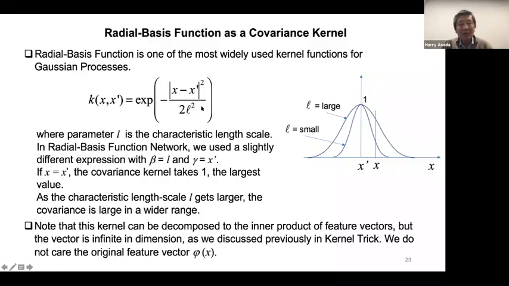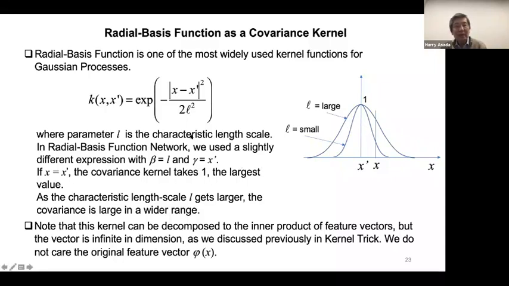And we use this with a slightly different parameter L. When we created the function approximations, we used beta. Now it's a slightly different parameter L. And L represents the characteristic length scale. So if L is large, it covers a wider range, and if L is small, a smaller range. This is a kind of hyperparameter you can tune depending on your needs.